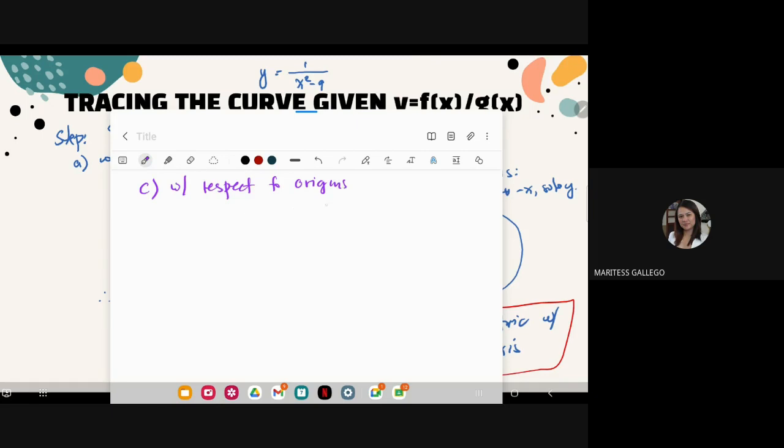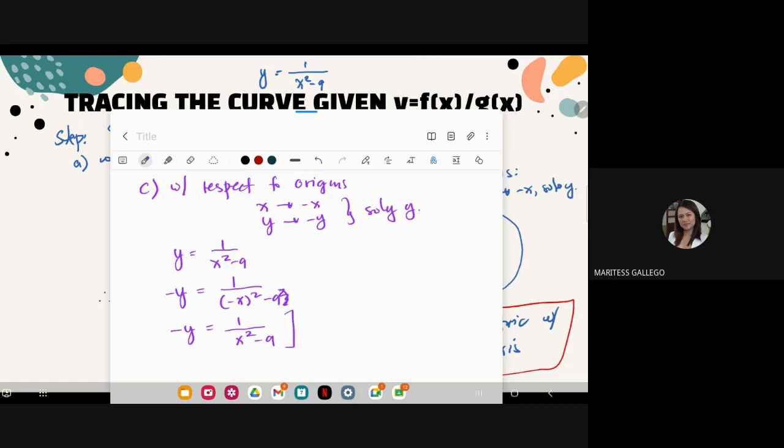So what will you do here? You replace your x by negative x, you replace your y by negative y, and then solve for y. Our original function is y equals 1 over x squared minus 9, so negative daw siya for y, tapos negative pa si x. Pabalik kaya tayo sa ating original function? That's 1 over x squared minus 9.